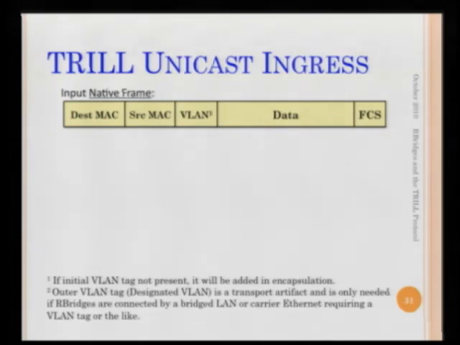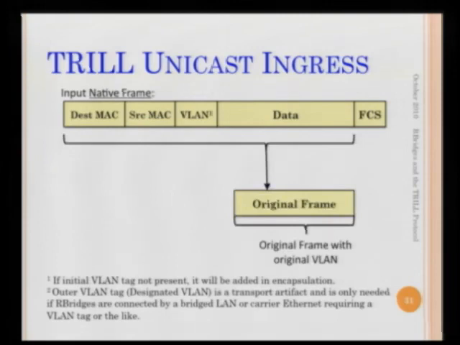By default, it's default priority and VLAN 1, but depending on what features you have at that port, it could be something else. So if that wasn't originally there, it gets added logically by the port as the frame comes in. We take that original frame, less the frame check sequence, and we're going to encapsulate that.